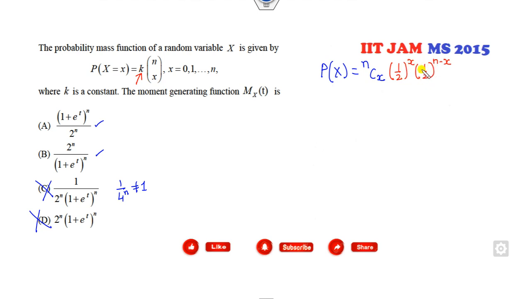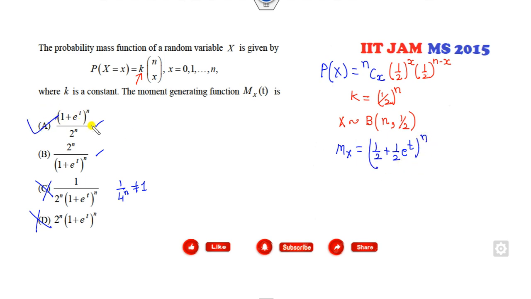You can see if I solve them, what is my k? K will be half of n, because this value is half of n. So X follows a binomial distribution with parameters n and probability half. Once you know this, what is the moment generating function? It is (q + p e^t) raised to the power n.